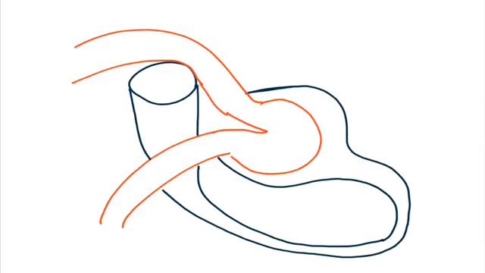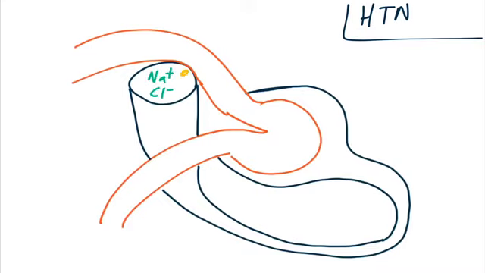Now let's do a question. Let's say a patient has hypertension. What would happen to the sodium chloride delivery to the macula densa? So draw sodium chloride. We'll draw some macula densa cells here in the distal tubule. So this patient has hypertension.